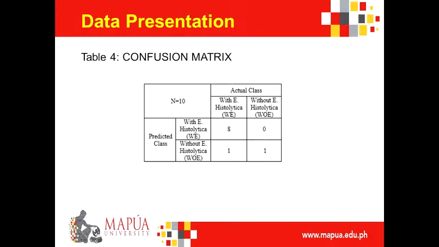So for our last table, we have our confusion matrix. To tell if it is a true positive, our system should detect positive and the medtech should also detect positive. To tell if it is a true negative, our system should detect negative and the medtech should also detect negative. Lastly, to tell if it is a false negative, our system should detect negative while the medtech should detect positive. Out of 10 samples, 8 came out as true positive, 1 came out as true negative, and lastly, as shown, 1 came out as false positive.